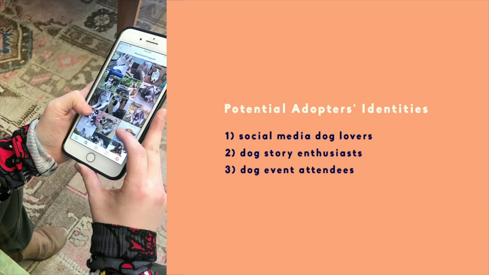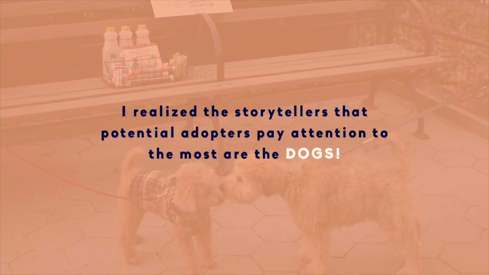But who are these potential adopters? I found 3 types. The first type is obsessed with looking at dog pictures and videos on social media. The second type is willing to build a network with dog owners, including hearing their stories and sharing their experiences. The third type attends dog-related events. I realized the most important storytellers for potential adopters are the dogs.